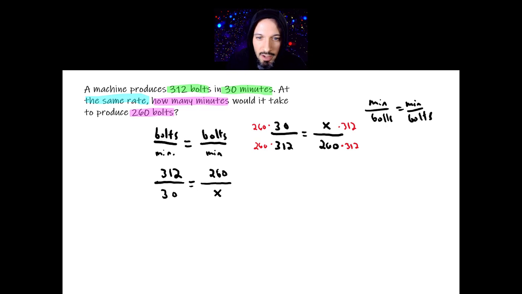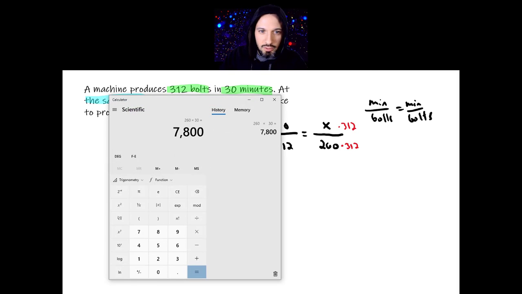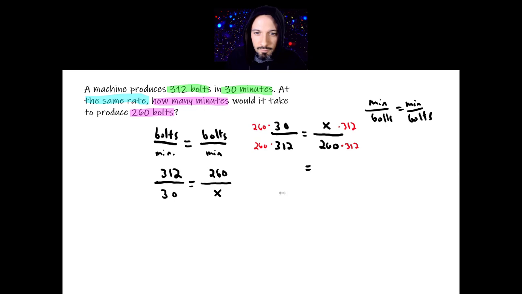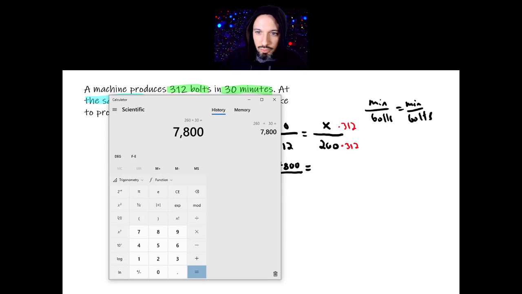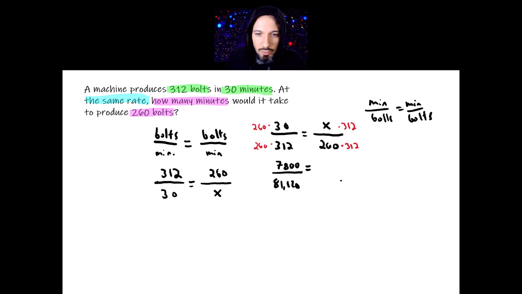And now you'll see when I simplify it, 260 times 30. So I'm going to multiply that in my calculator. 260 times 30, I get 7,800. So 7,800 divided by, and then 260 times 312, that gives me 81,120. So 81,120. And then on the right side, I get 312x divided by the same thing because we're multiplying the same numbers, 81,120.